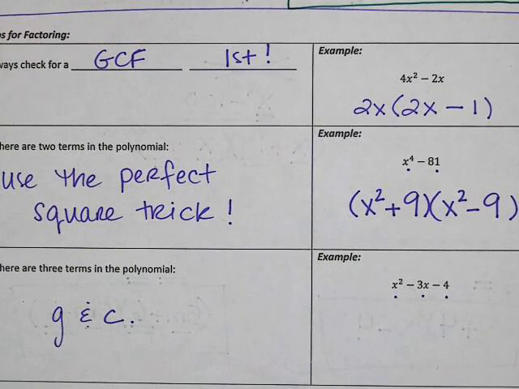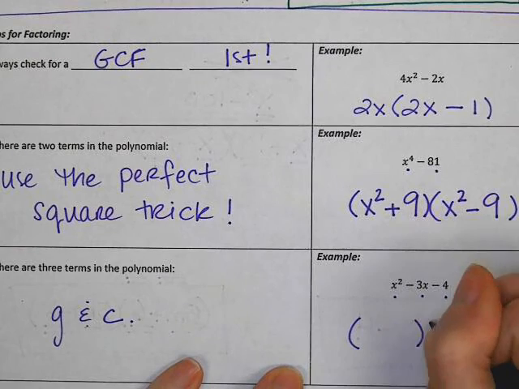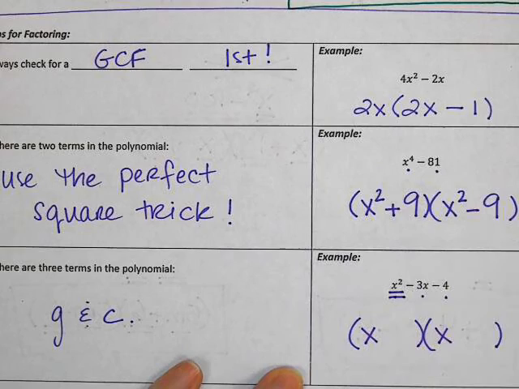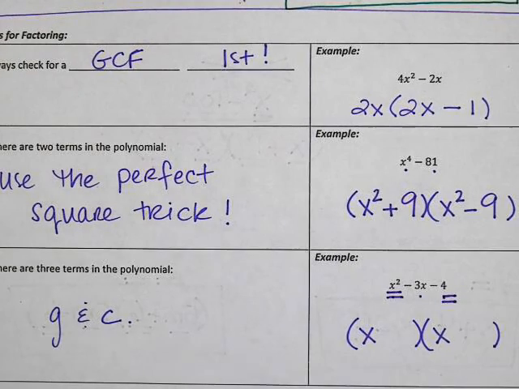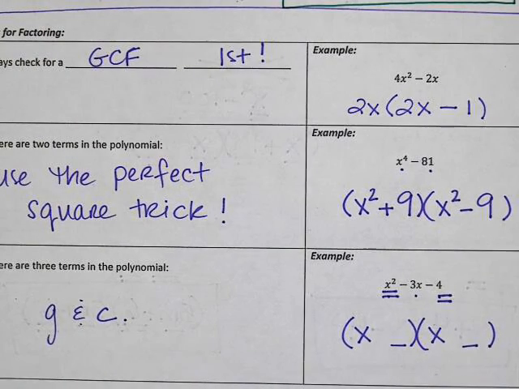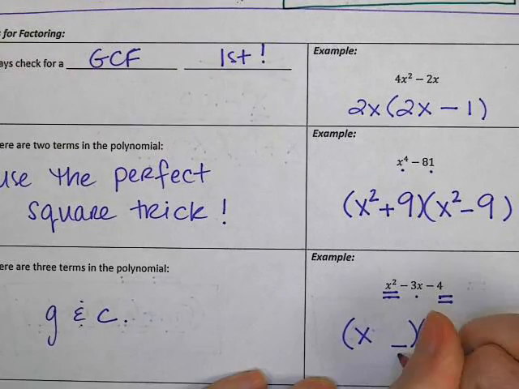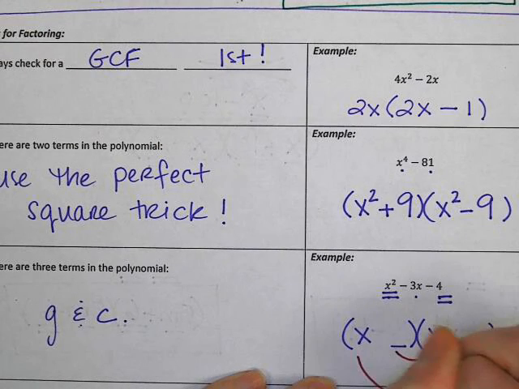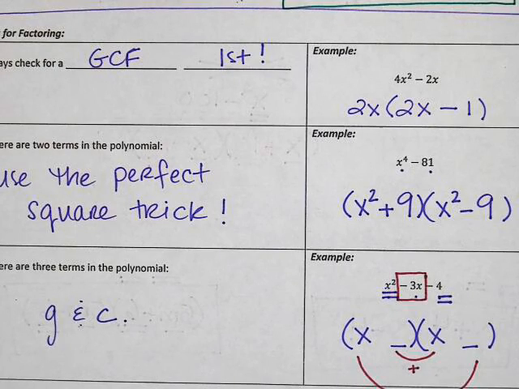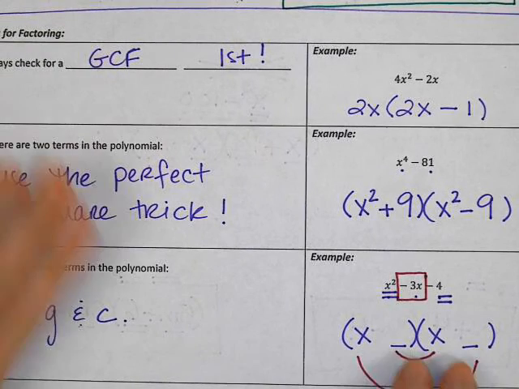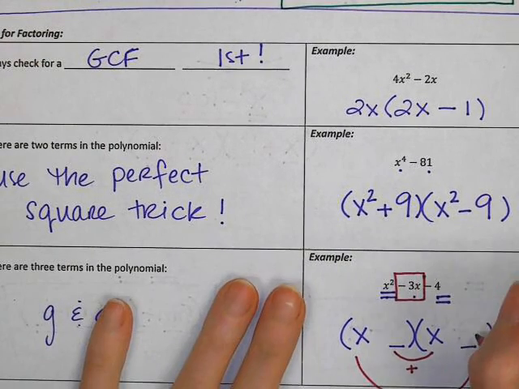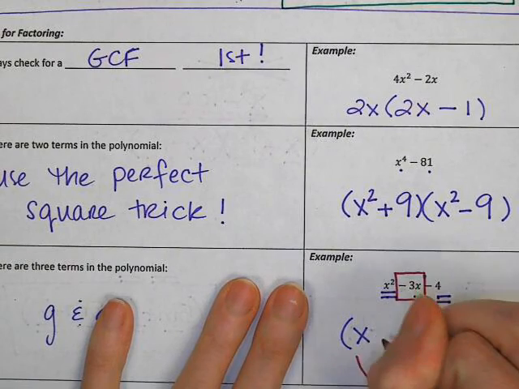And then lastly, the guess and check trick for a trinomial. To get x squared, we need x and x. To get negative 4, we need two numbers that multiply to negative 4, but the inners plus the outers have to add to negative 3. So what are two numbers that multiply to negative 4, but then add to negative 3? And it's got to be negative 4 and positive 1.